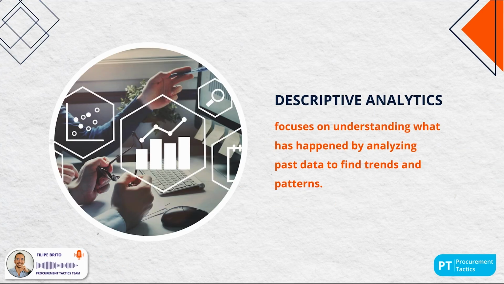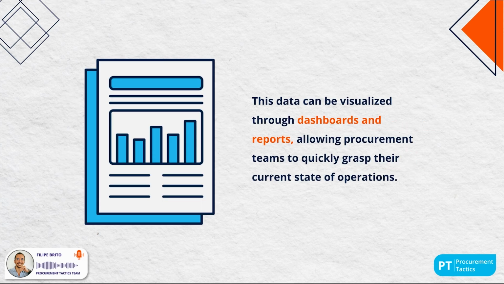Descriptive analytics. First, descriptive analytics focuses on understanding what has happened by analyzing past data to find trends and patterns. In procurement, this means classifying data on spending, supplier performance, and order history to create a clear picture of past activities. For example, descriptive analytics can reveal total spend by category, highlight supplier delivery times, or track compliance rates.